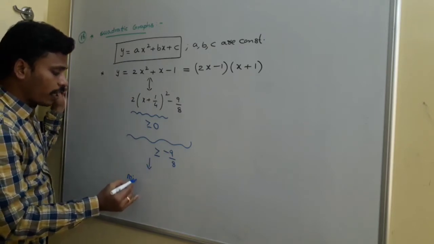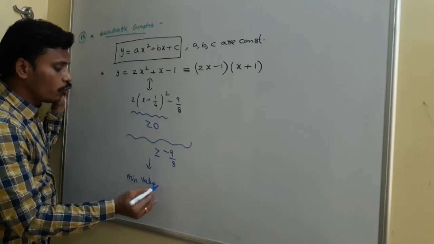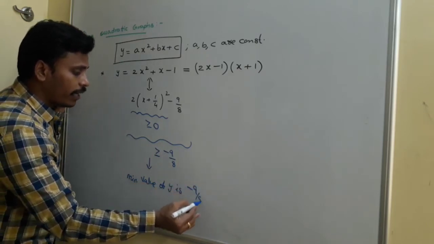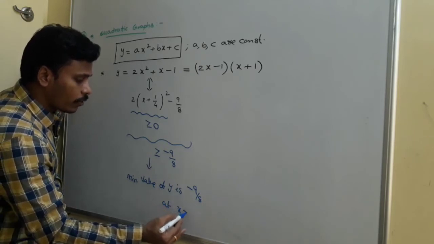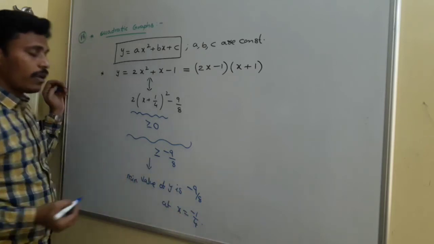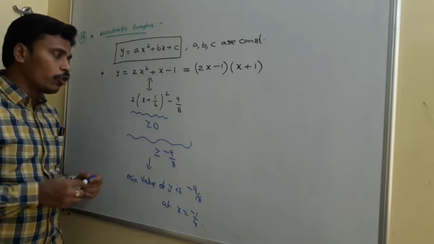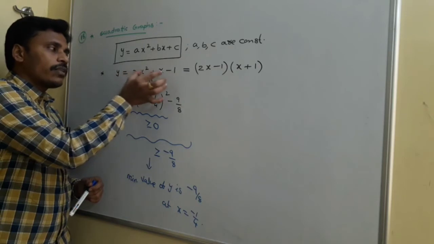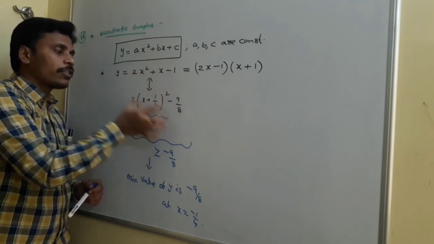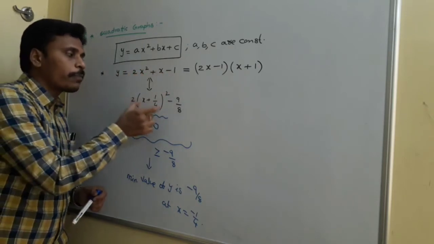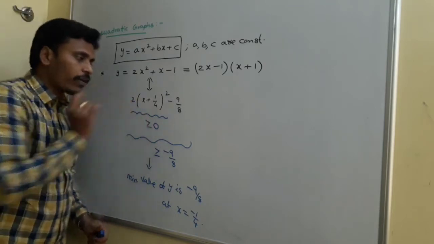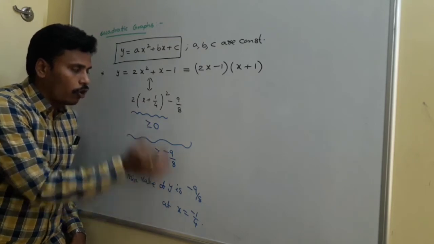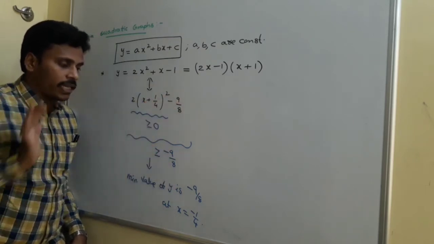Therefore, at the end, I conclude that the minimum value of y is minus 9 by 8 at x equals minus 1 by 4. Have a look at this. Once again, I am repeating: this expression is nothing but y, and this is again nothing but this perfect square form. If you look at this perfect square form, for x equals minus 1 by 4, this is 0 and the result is minus 9 by 8.